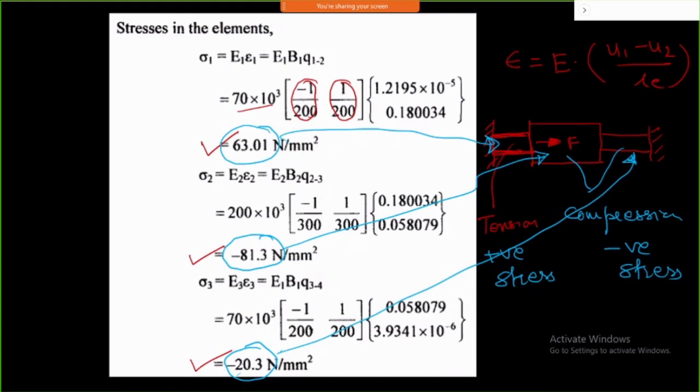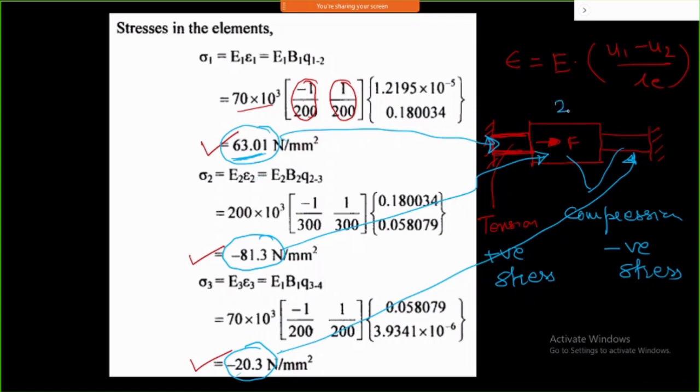Whenever we solve such problems, make sure that you visualize whether a particular element is coming under tension or compression. If it is under tension, the value should be positive. And if somewhere your value comes out negative, that indicates we made a mistake earlier, and you should correct it. This is one way you can verify it.